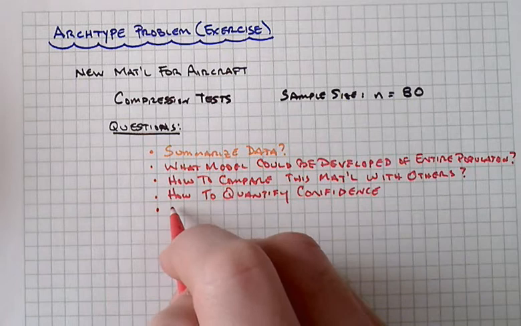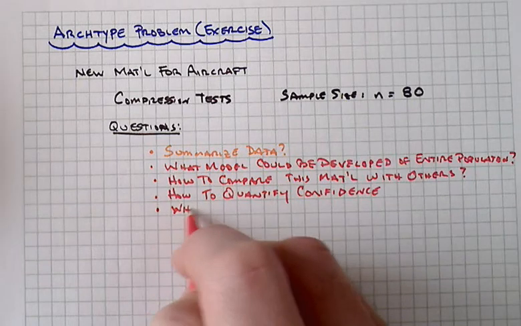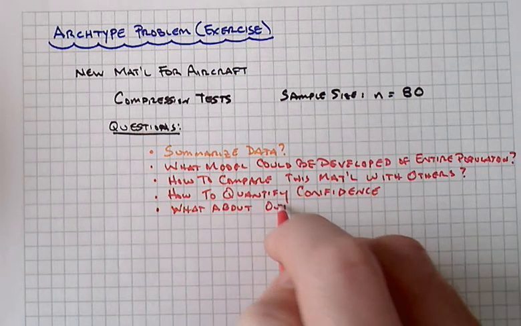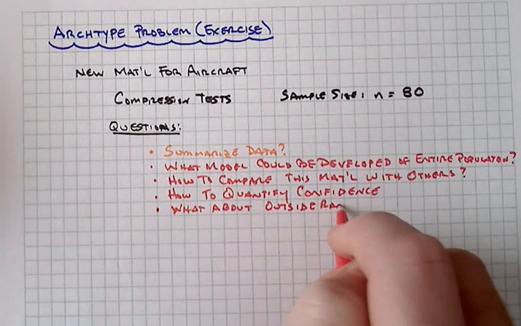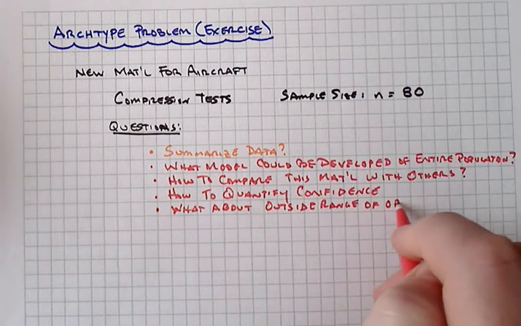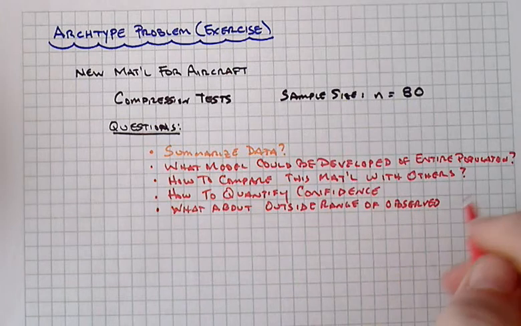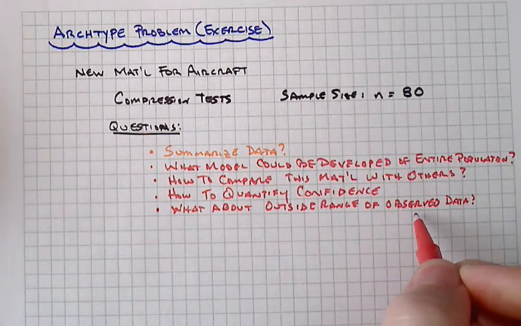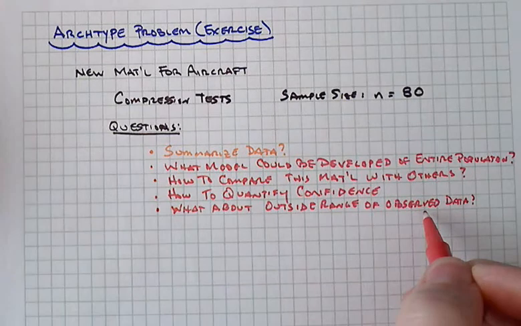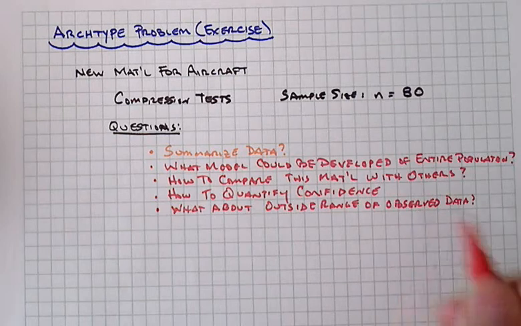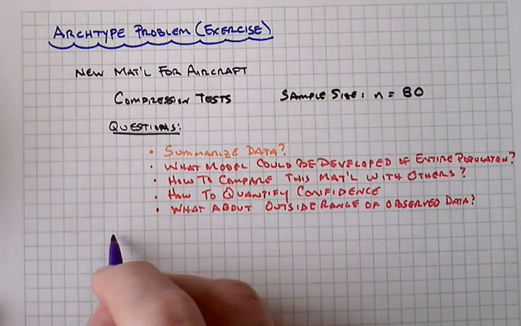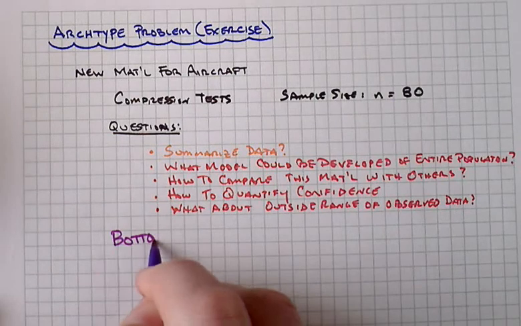And then another typical kind of question is, what about outside the range of the observed data? Do we have potential for the population to be outside of what we've observed? And if so, what do we do about that? Or maybe we want to try to predict something outside of the range of our data. Can we do that? Can we use that? And so there's a bottom line aspect to all of this that we want to drive at in this archetype kind of problem.